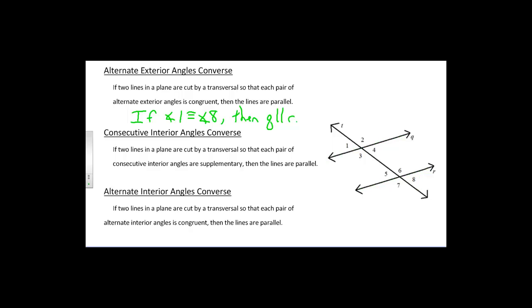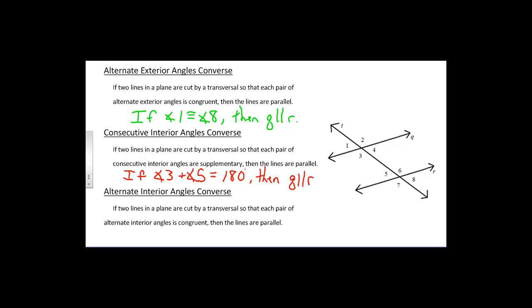The consecutive interior angles converse says that if I have two lines in a plane that are cut by a transversal, and I can show that the consecutive interior angles are supplementary to each other, then I would know that these lines are parallel. In other words, if I can show that angle 3 and angle 5 add up to 180, then lines Q and R have to be parallel to each other.